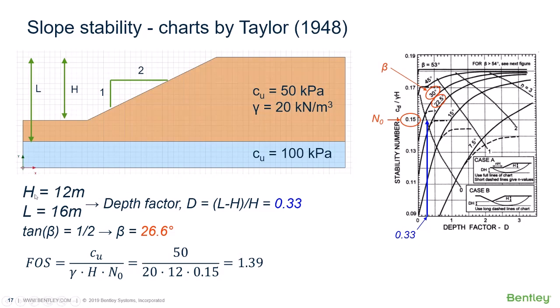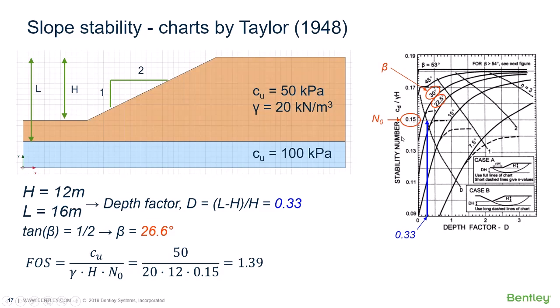So in this case, if you look at H and L, if we assume these are 12 and 16 meters respectively, then our depth factor will be 0.33. Now if we look at the chart here, 0.33 is here, then we move up until we find these curved lines, which resemble the slope angle, so we should be roughly halfway between these lines, and then we go to 0.15 for the stability number.